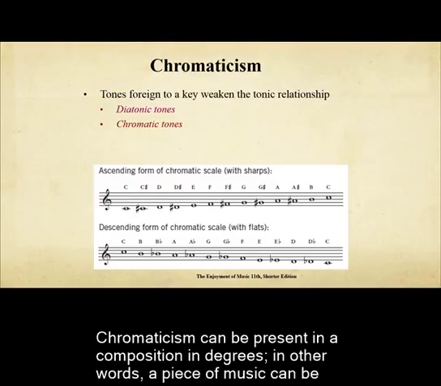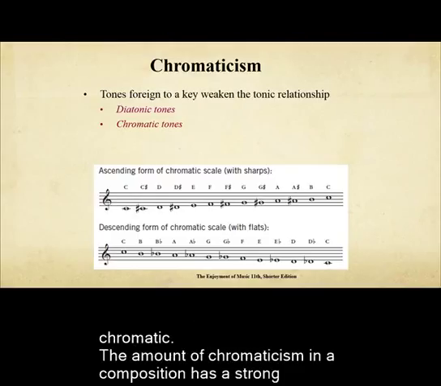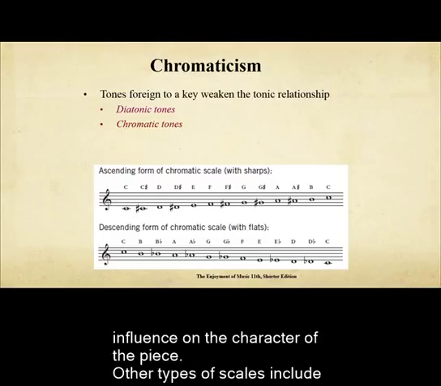Chromaticism can be present in a composition in degrees. In other words, a piece of music can be completely diatonic. It can have some chromaticism, or a composition can be highly chromatic. The amount of chromaticism in a composition has a strong influence on the character of the piece.